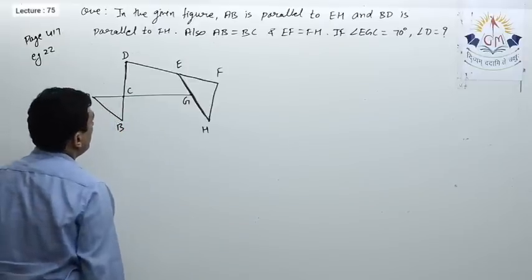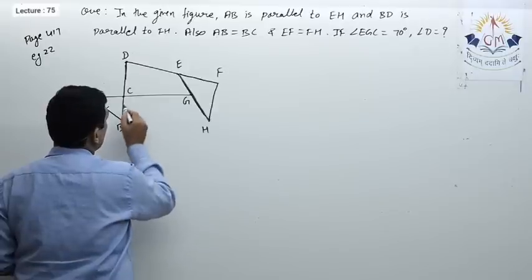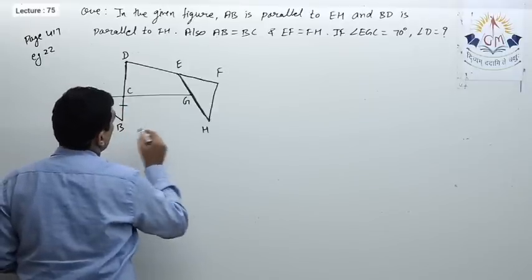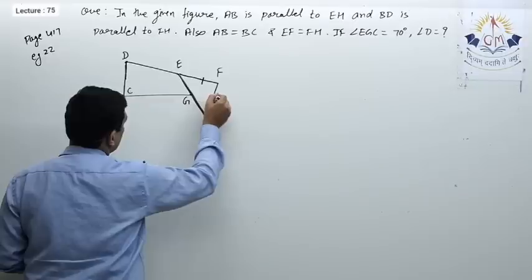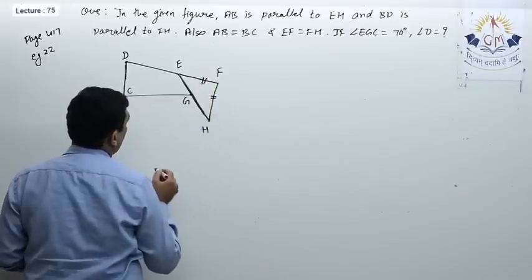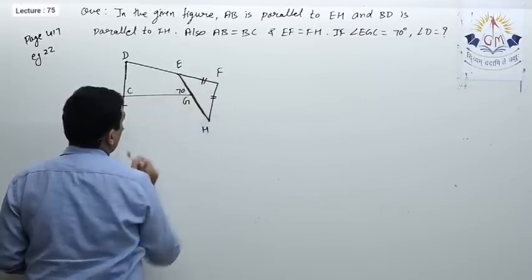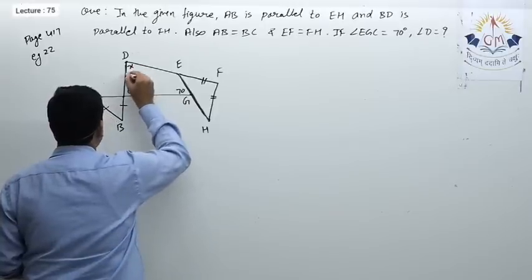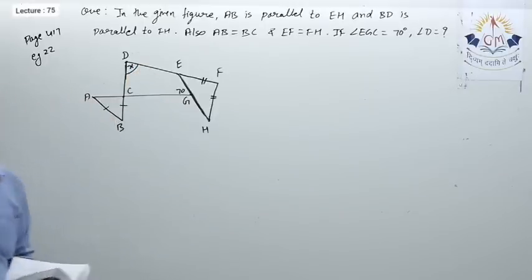Okay, so it is given AB is equal to BC. Also this EF is equal to FH. Angle EGC, this is 70 degrees, and you have to find this angle D. I'm saying it is X. So think for a while, then I will give you its solution.